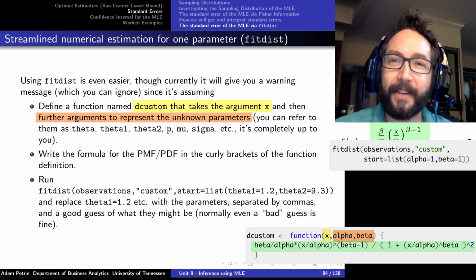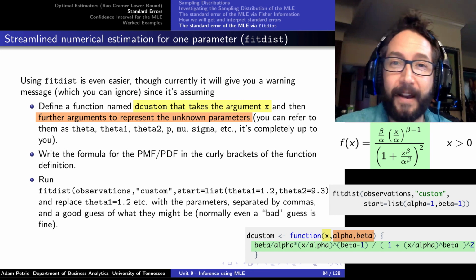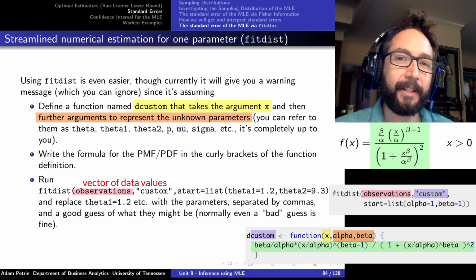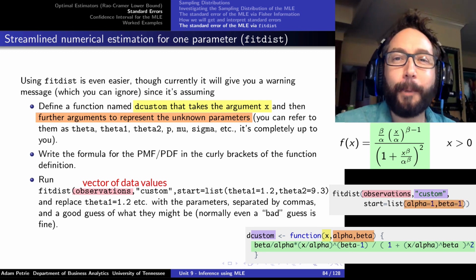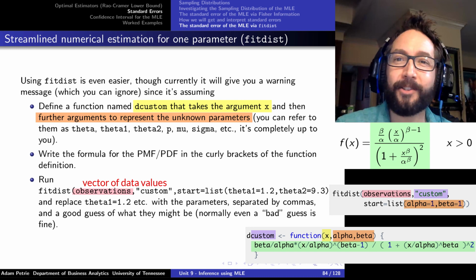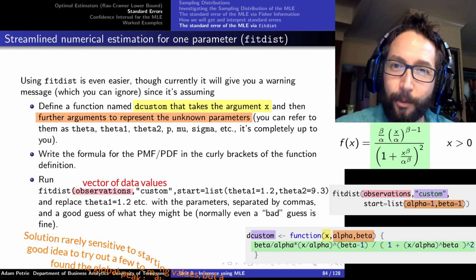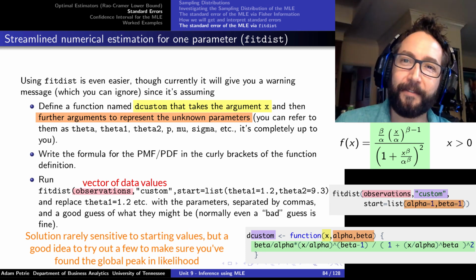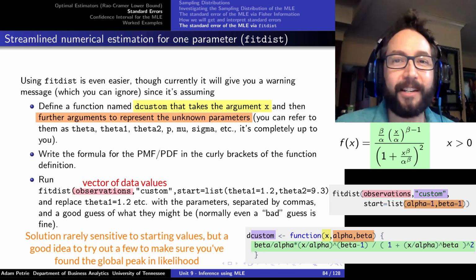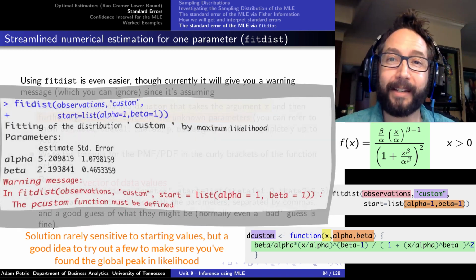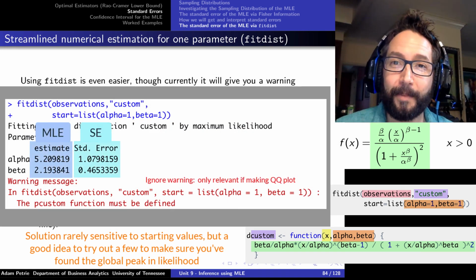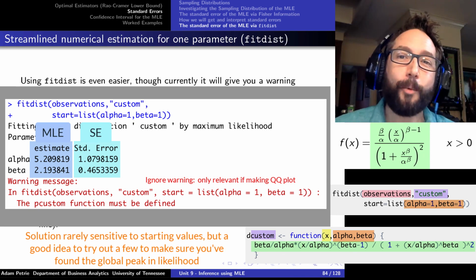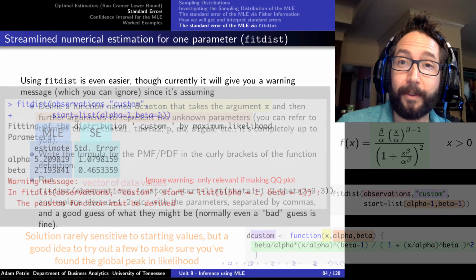And then you're just going to run fitdist. First argument is going to be your vector of data observations. Your second argument will be custom in quotes. And then you'll give it a little starting push, a reasonable place to start looking for the MLE estimates. You'll define your start list equals. So for each parameter in your distribution, you'll give it a starting value, and fitdist will take it from there. And once you get a summary of the fit, not only will you get the MLE, that value in the estimate column of the output, but then you'll also get a value for the standard error, how far off we think that estimate might be from the truth.